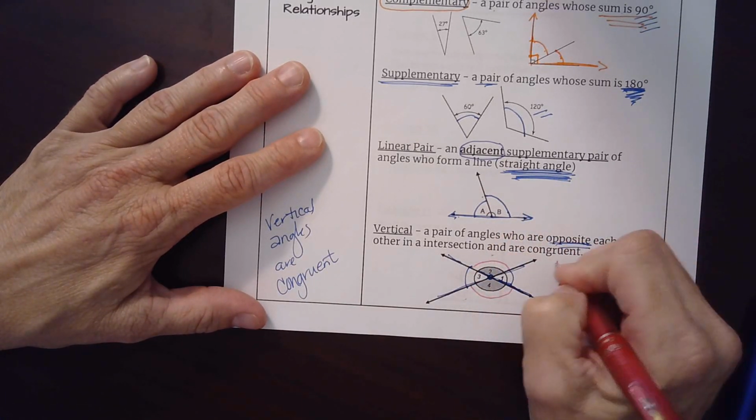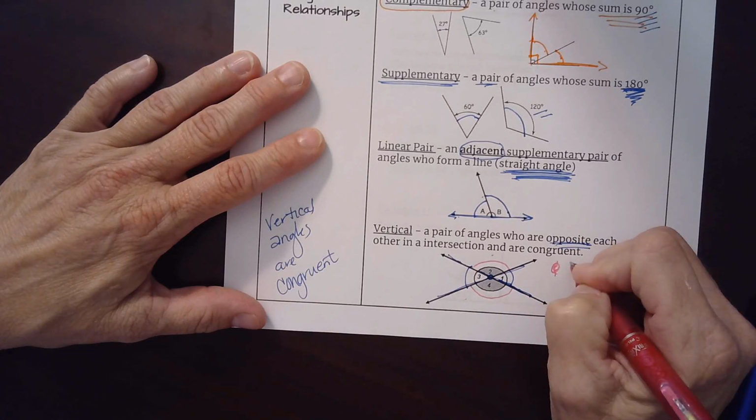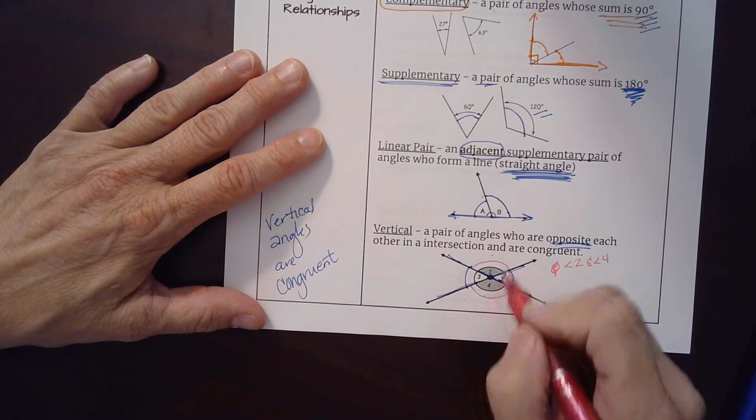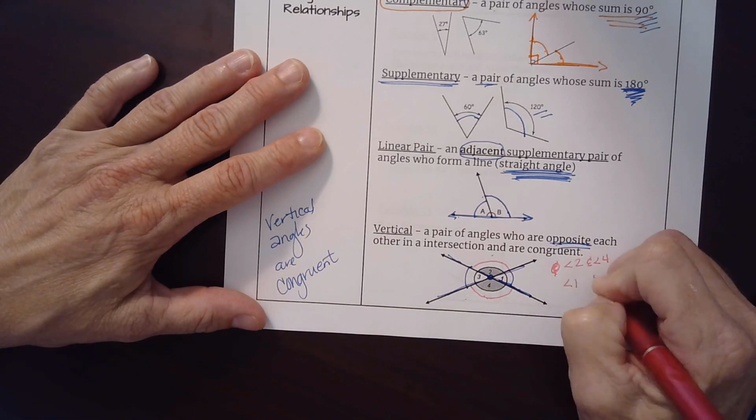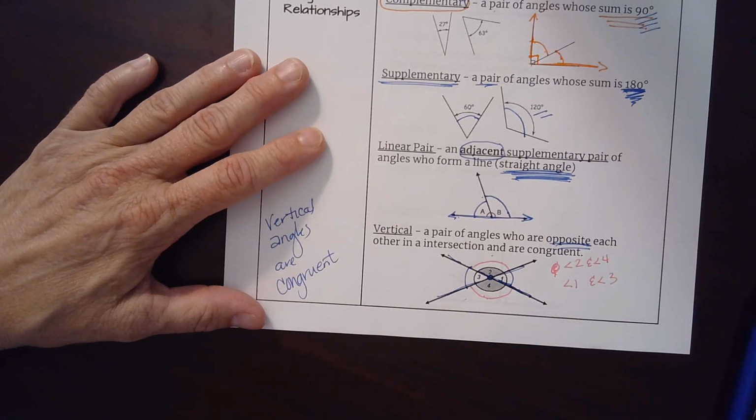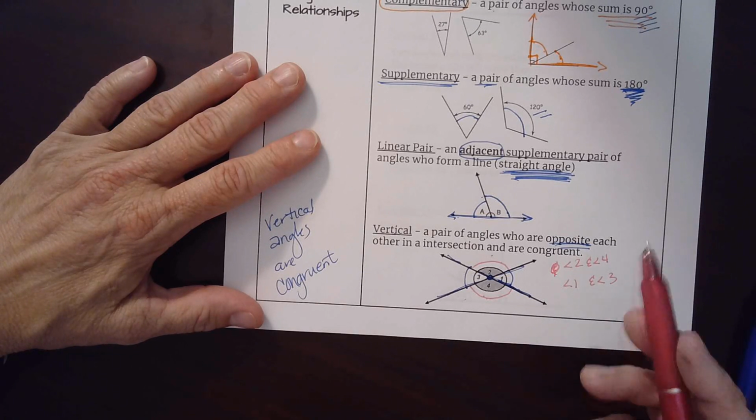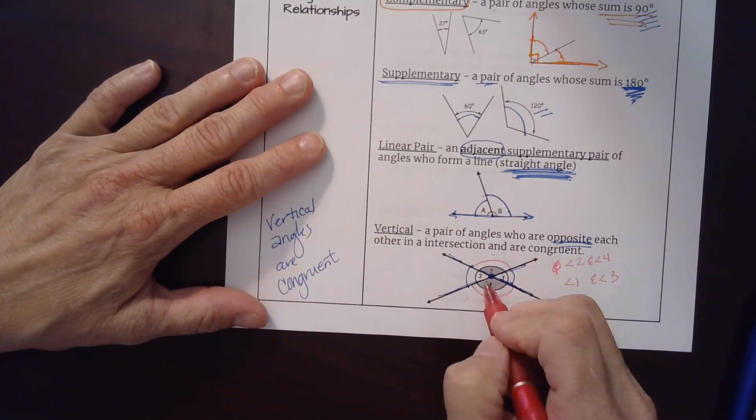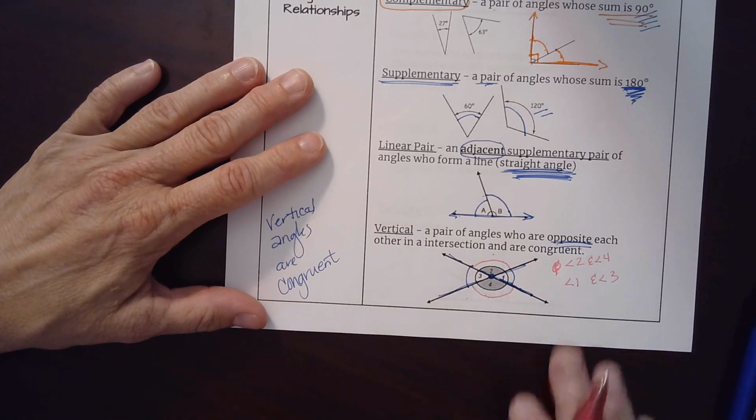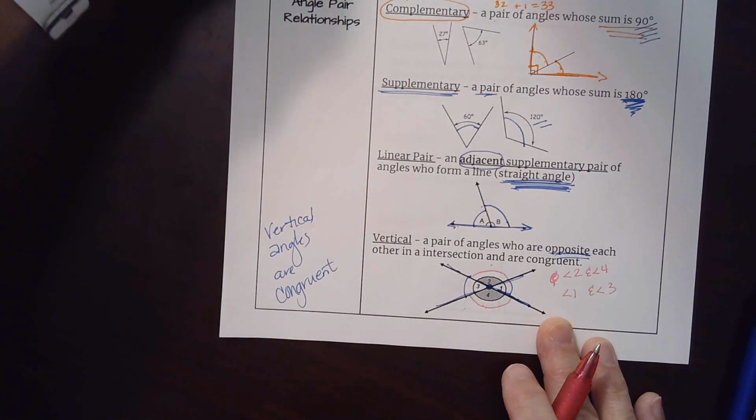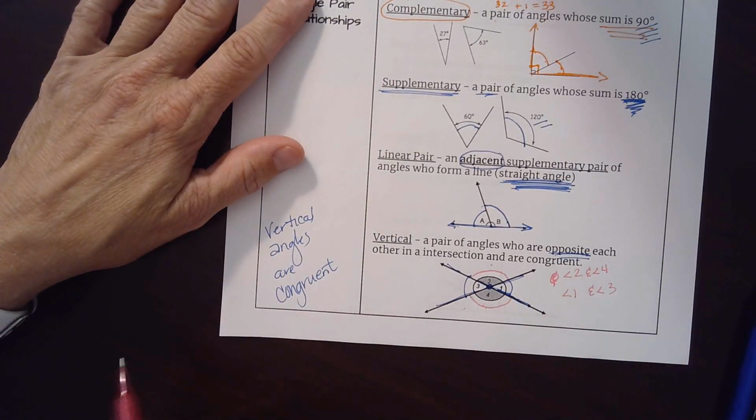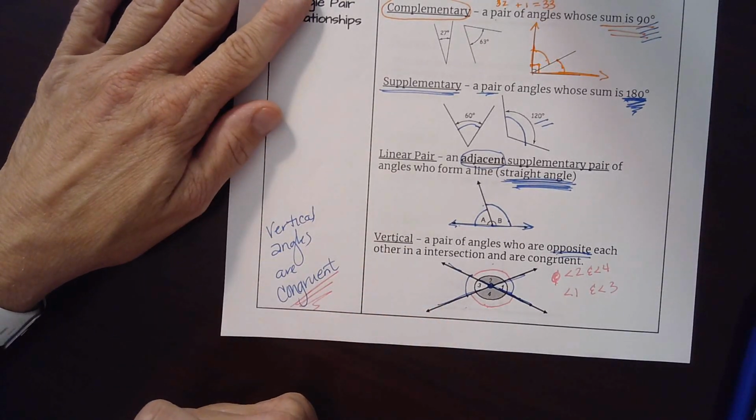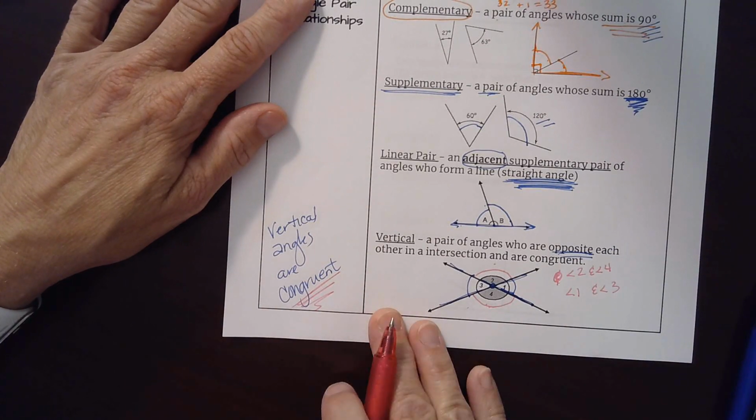Angle 2 and angle 4 are vertical angles. Angle 1 and angle 3 are vertical angles. Again, it's because the two lines intersect and these angles are opposite each other. And opposite angles, or vertical angles, are congruent, which means they have the same measure.